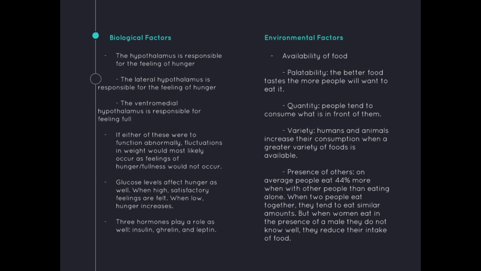When the glucose levels are high, satisfactory feelings are felt, so you're not hungry. When low, your hunger increases. And also, three more hormones in your body play a role as well: insulin, ghrelin, and leptin. Almost the same as glucose, but they have their own individual meanings.